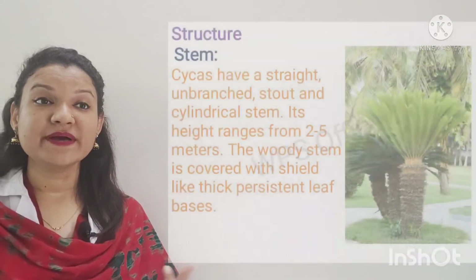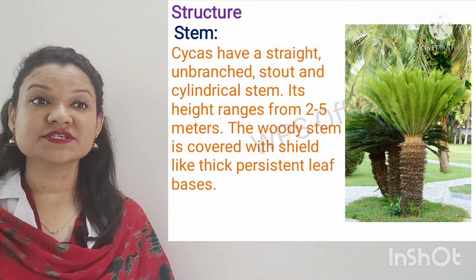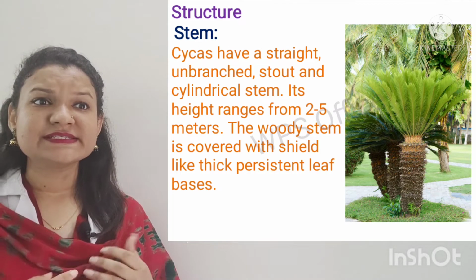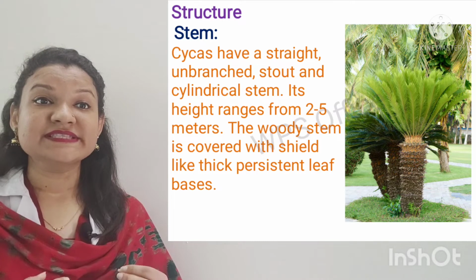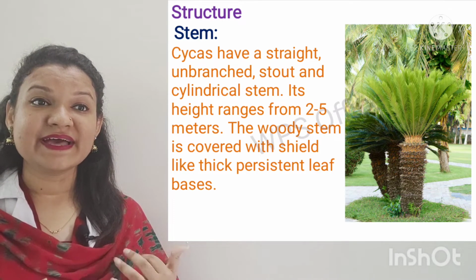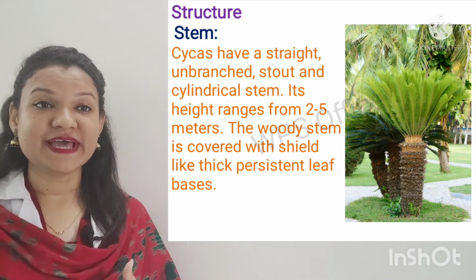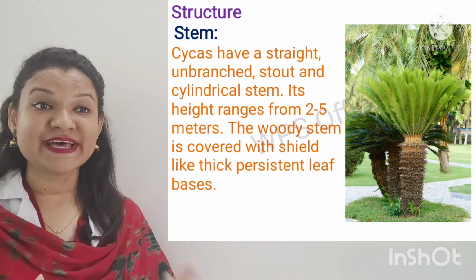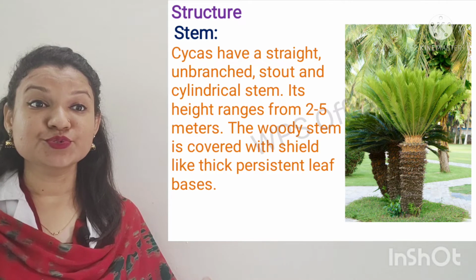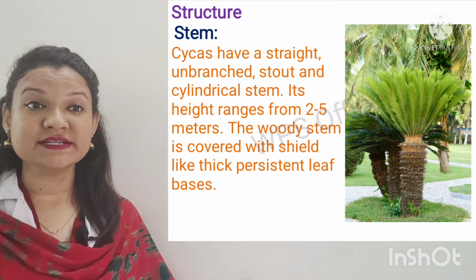First of all, we have to know about the structure of Cycas. Cycas is a sporophytic plant. They look like a palm or tree fern, hence called the palm fern. The sporophytic body of Cycas is differentiated into root, stem and leaves.